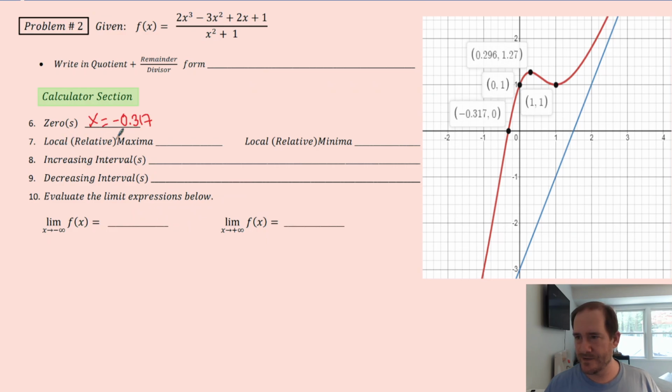What is our local or relative maximum? That's this point, the 1.27. Our local minimum is this point, and it is at 1. So what's our increasing interval then? We increase from negative infinity all the way up to this local max, which is at 0.296. Then we decrease for just a little bit, and then starting again at 1, we start to increase again. So there are 2 increasing intervals, and there's a decreasing interval from 0.296 to 1.